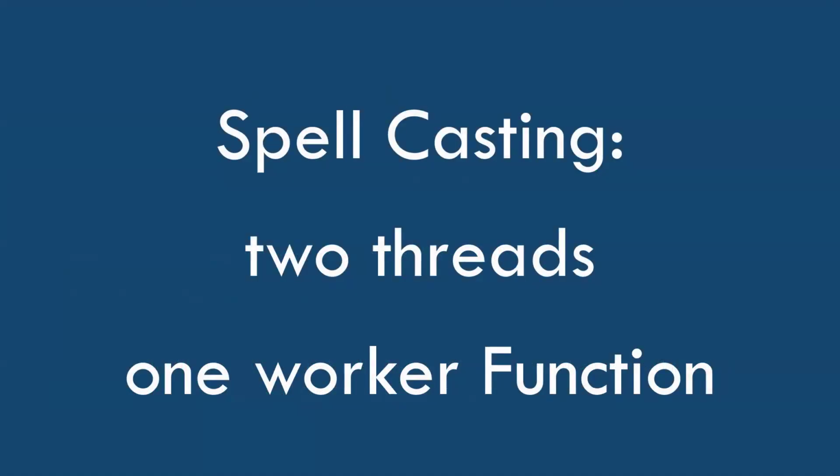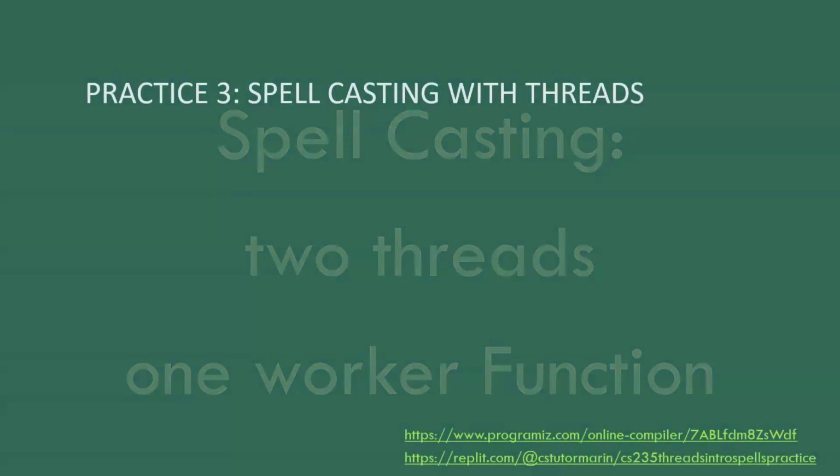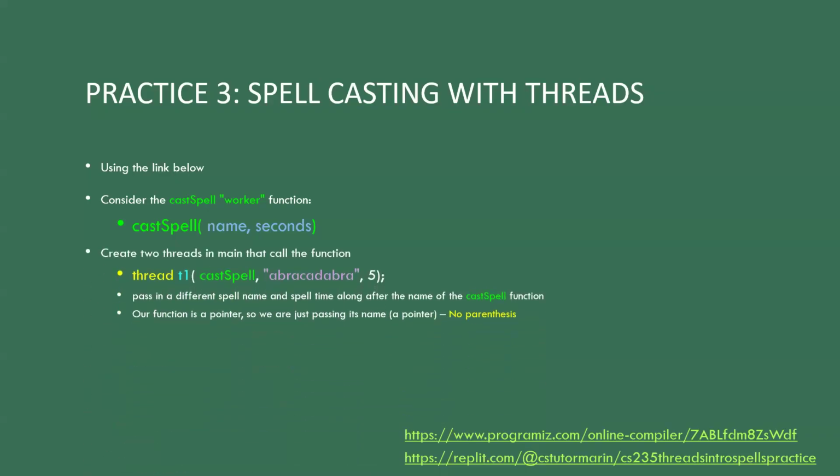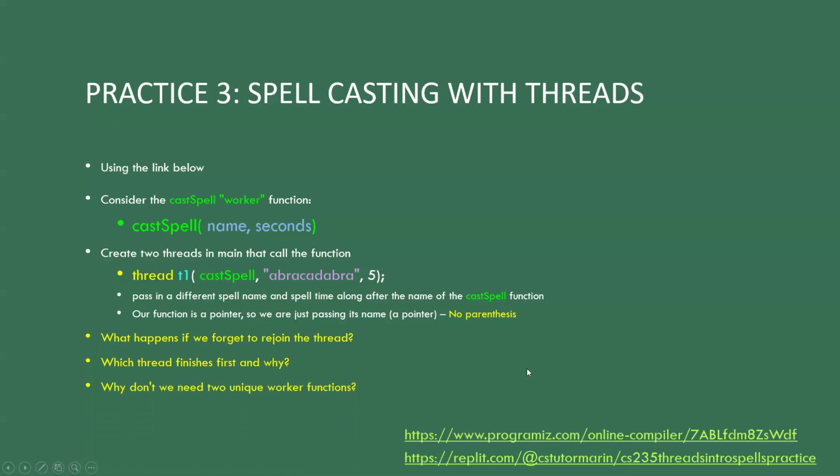Okay, so let's take it up a notch. Kind of pretty similar to what we just talked about. Let's create a worker function called cast spell. We'll say the name of the spell and how long we think it should take. So we've probably all played some kind of game where there's some crafting going on here, right? So our thread one is going to cast an abracadabra spell that should take 5 minutes, right? And we want to make sure we rejoin those threads, okay? And then we'll see which one is going to finish. And you can play around with different simulations on this, but let's just take a look at this one here.